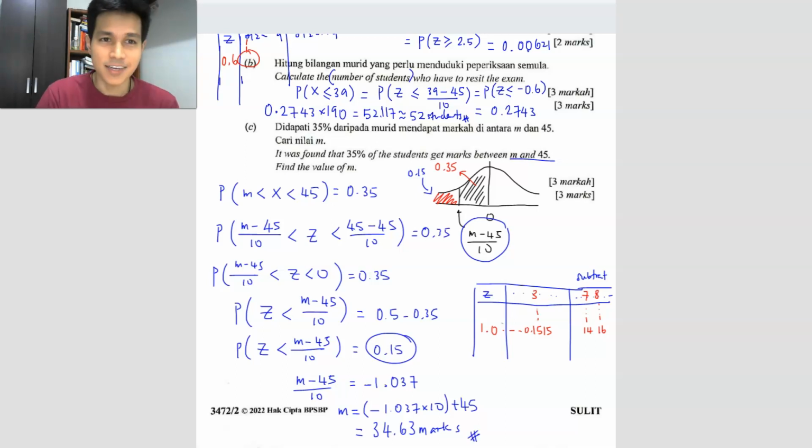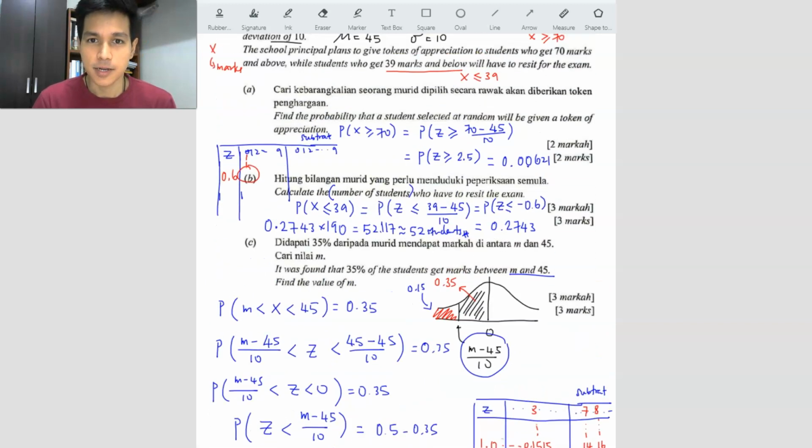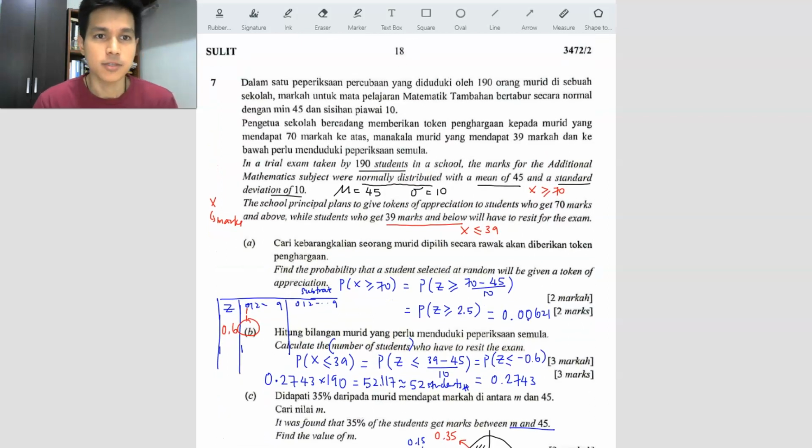Again, I'm sorry if you all don't understand this, because I didn't use the table, I just used a calculator. So let me know if you all need more help with the calculator and also the table method, and I'll do a separate video. Alright, let's see the next question.